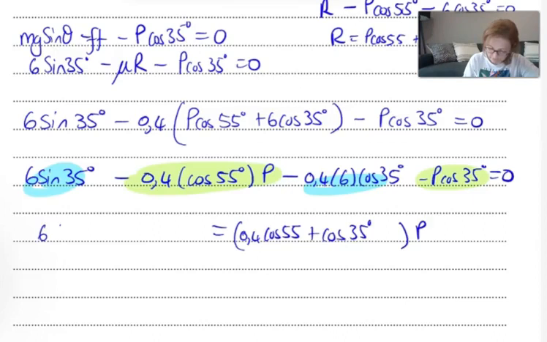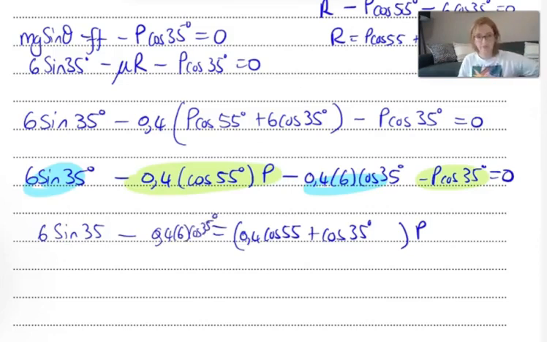That's equal to 6 sine 35 times 6 times cos 35. Okay, now I can take the whole of the one side divided by the whole of the other side. So 6 times sine 35, subtract 0.4 times 6 times cos 35, divided by 0.4 times cos 55 plus cos 35.